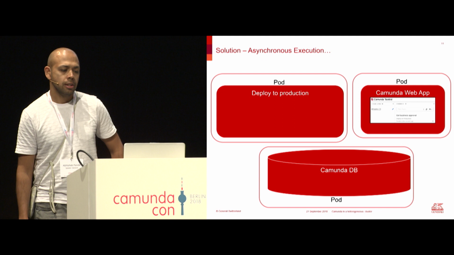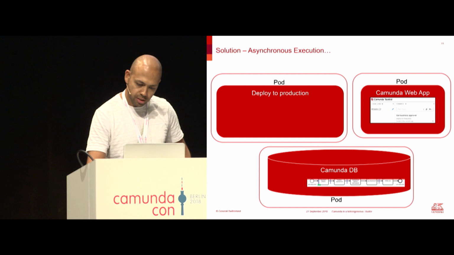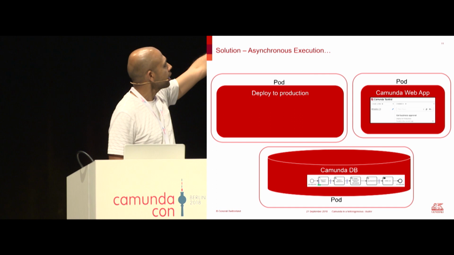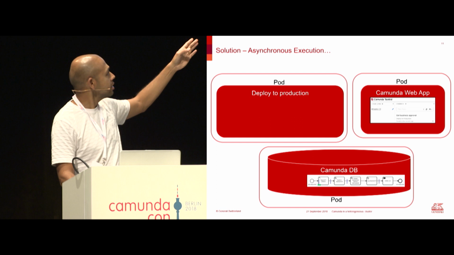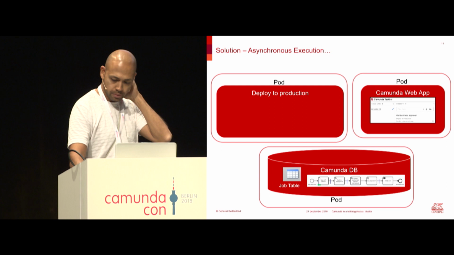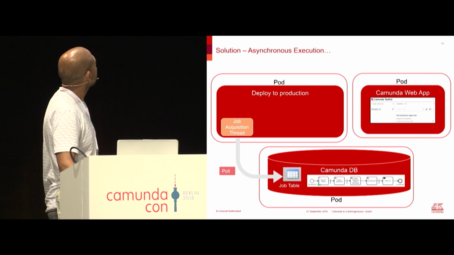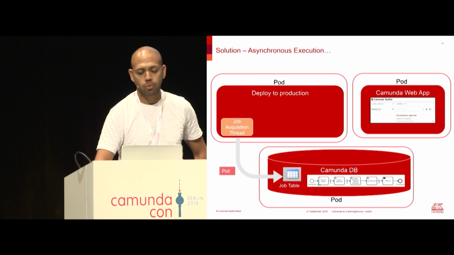What does this mean? In the process definition itself, we specify points in the BPMN diagram where we say, OK, this process has asynchronous continuation. What this means is when the process engine hits such a stage, it creates an entry in the job table in the relational database. And we have configured our applications so that there is a job acquisition thread which polls this database only for jobs belonging to it. So it won't look for jobs belonging to some other process.